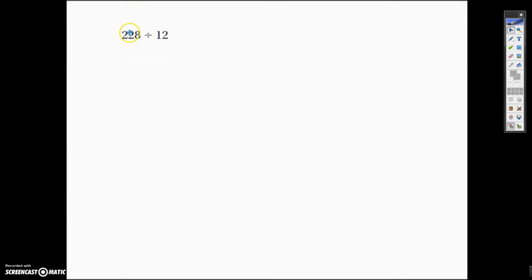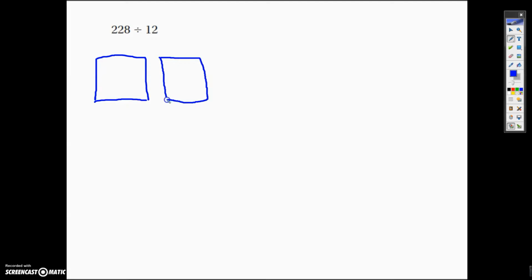So let's do another one, but this time we have 228 divided by 12. So now we have 200s, so I'm going to put 2 boxes here. 1, 2, and then we have 2 in the tens place, so there's 2 tens, and then there's 8 ones. 1, 2, 3, 4, 5, 6, 7, 8.